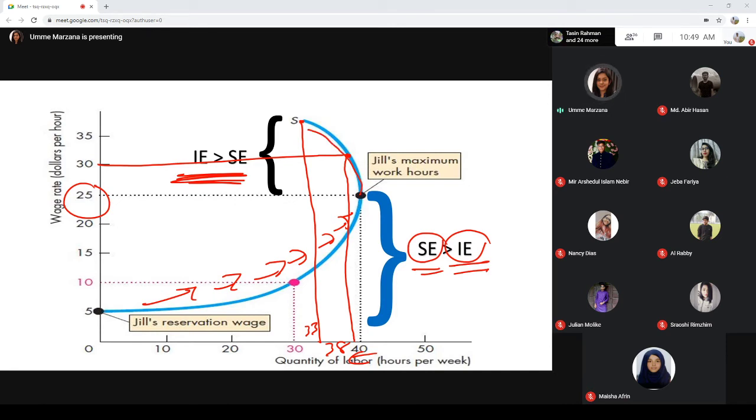You are going to supply or work fewer hours and enjoy more time, give more time to leisure activities. Why? Because at any wage higher than 25, that means your income effect is stronger than the substitution effect. That means as the income effect is stronger, you would spend more time on consuming leisure goods and services and less time working. So this portion is due to the fact that income effect is stronger than the substitution effect.